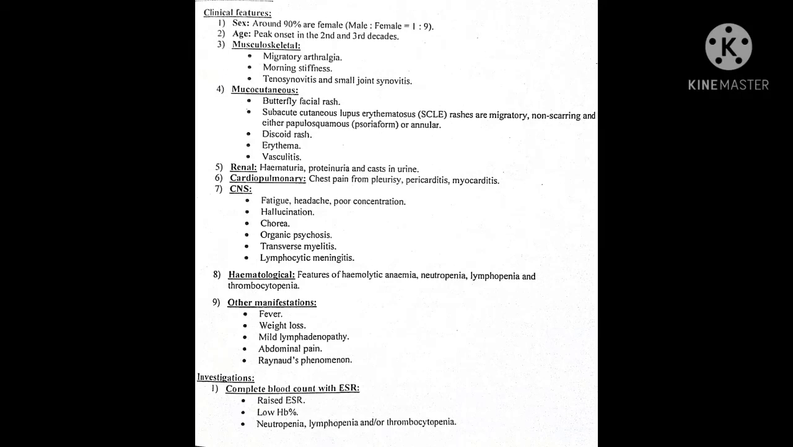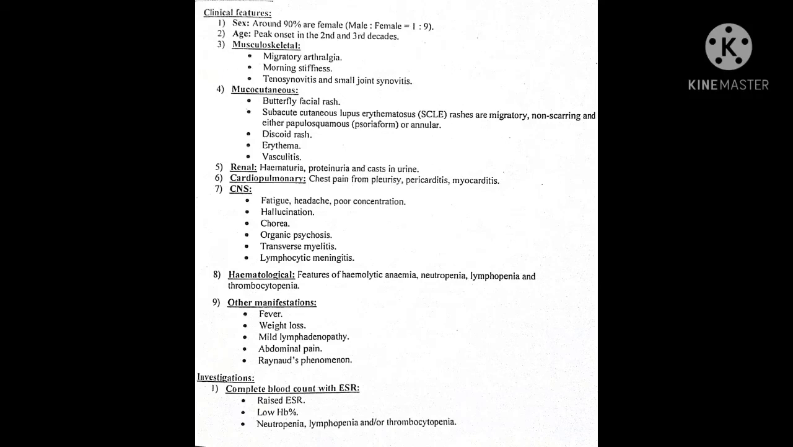The mucocutaneous features are butterfly facial rash, subacute cutaneous lupus erythematosus. SCLE rashes are migratory, non-scarring, and either papulosquamous or psoriasiform or annular. Discoid rash, erythema, and vasculitis may be present. The renal features are hematuria, proteinuria, and casts in urine may be present.